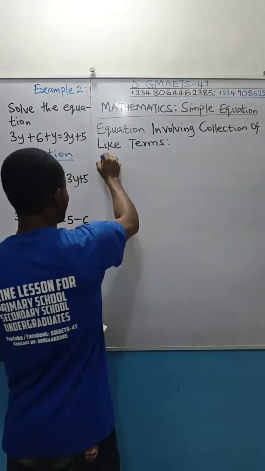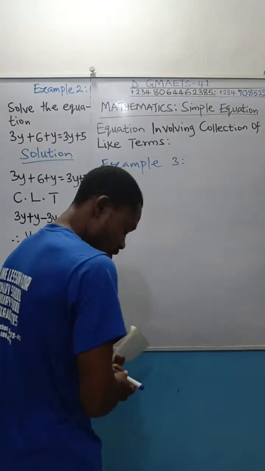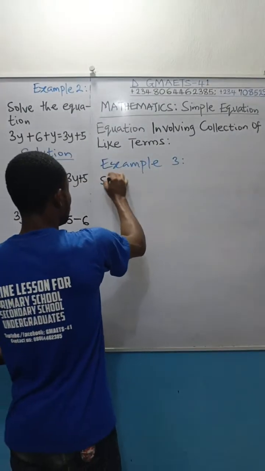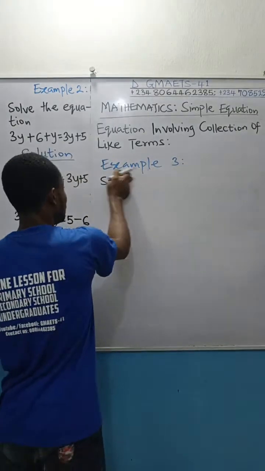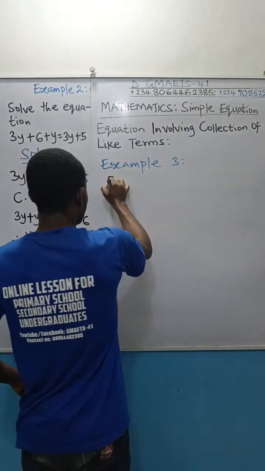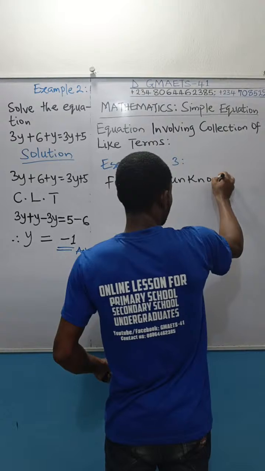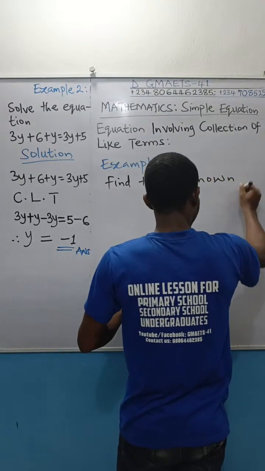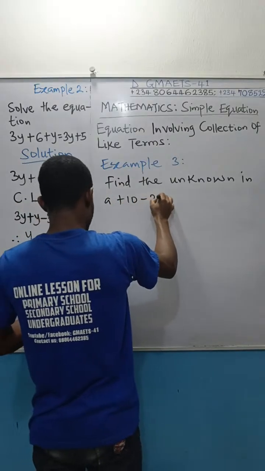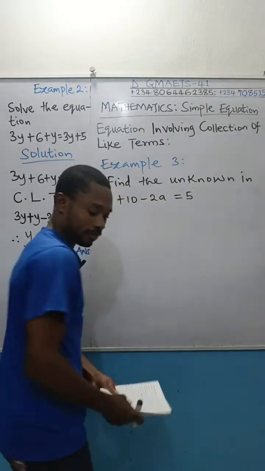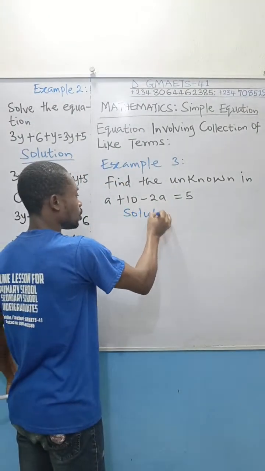Example 3, let's be fast now. Example 3. And the question is solve. If I used find here, find the unknown. Find the unknown in a plus 10 minus 2a equal to 5. A plus 10 minus 2a equal to 5.